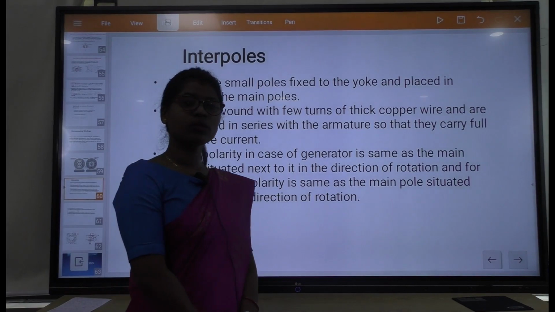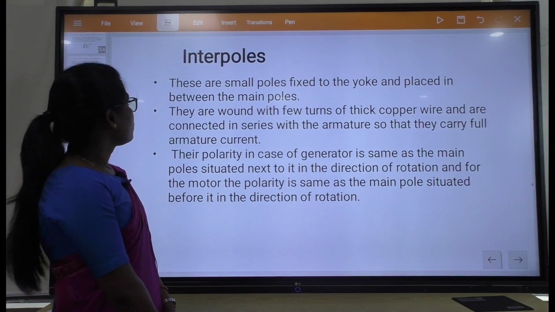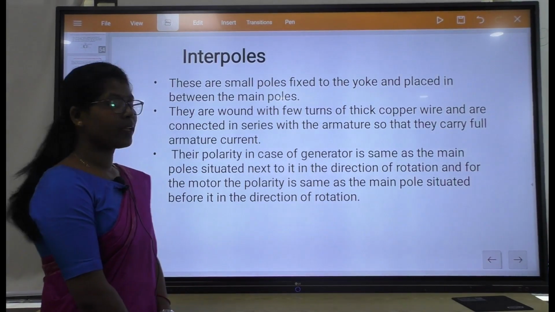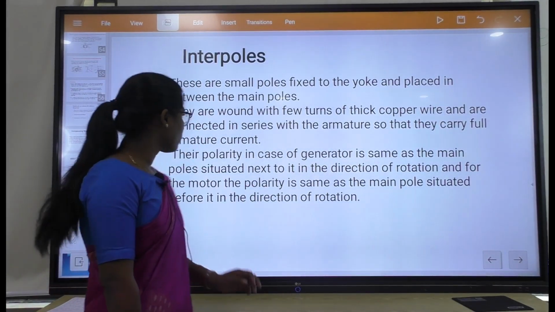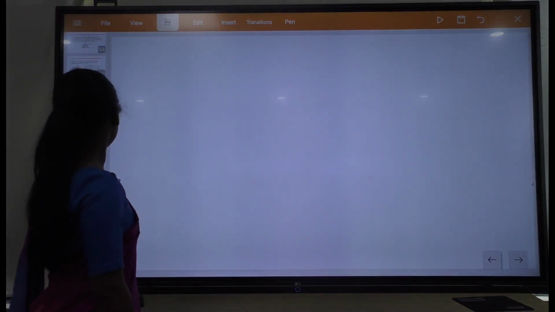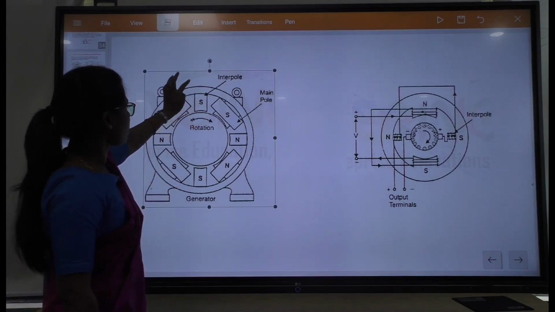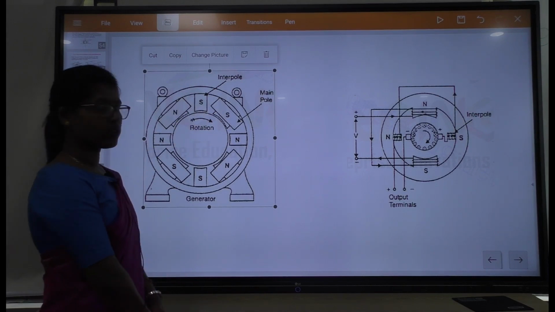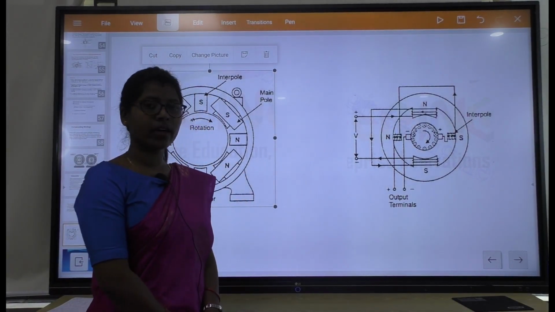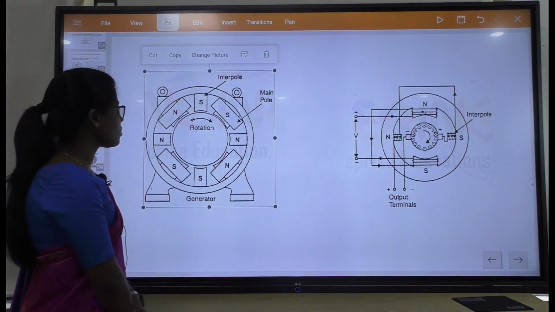Second solution to overcome the adverse effect of armature reaction is use of interpoles. So, these interpoles are small poles fixed to the yoke and placed between the main poles, and these are wound with a few number of turns of thick copper wire.